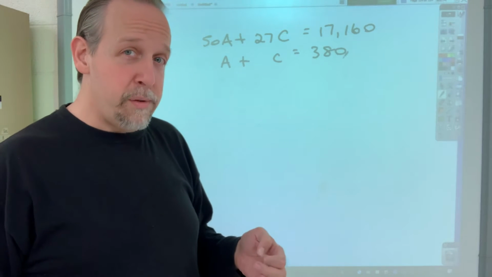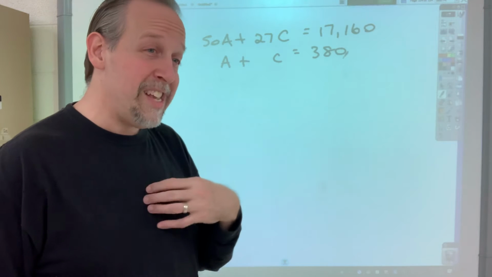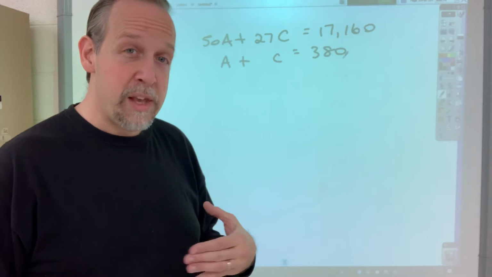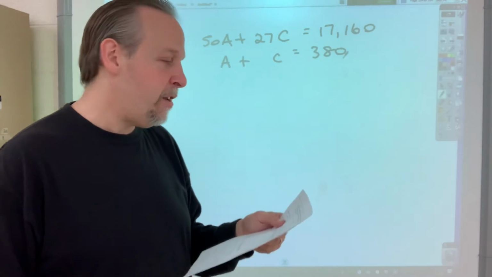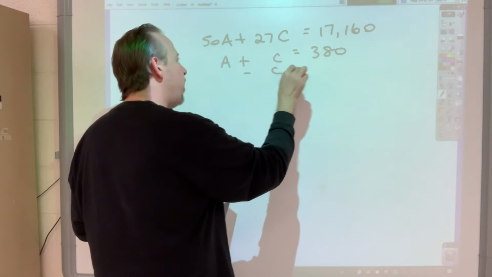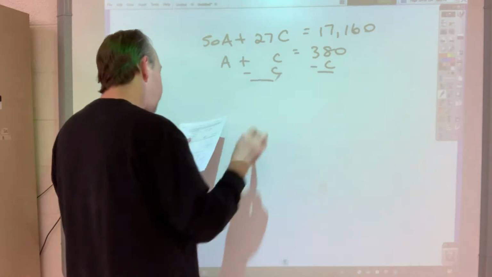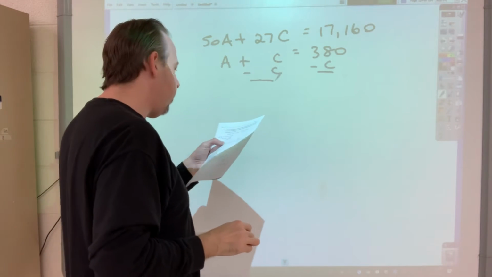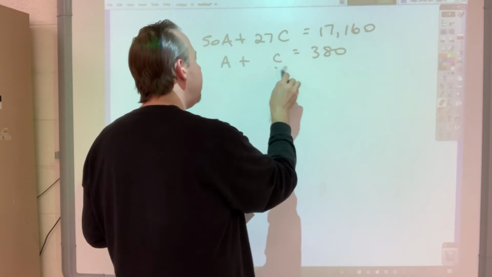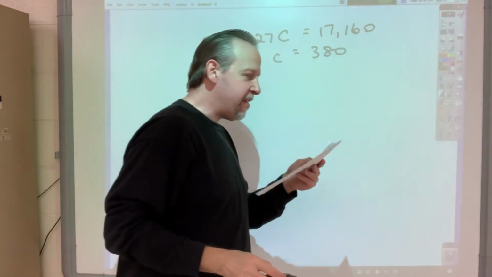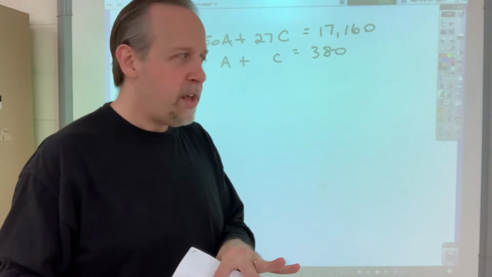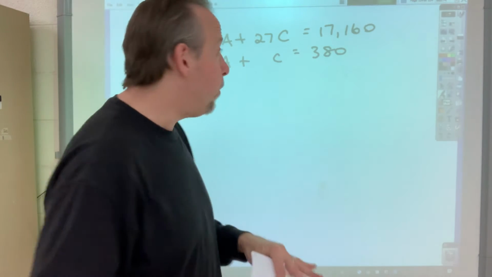If you want to do that, you have to multiply it using the elimination method, or most of you chose instead to do the substitution method. So I'm just going to say what does A equal? Actually, it's easier to get C by itself. The question said how many children were served. What I really care about is what does C equal?